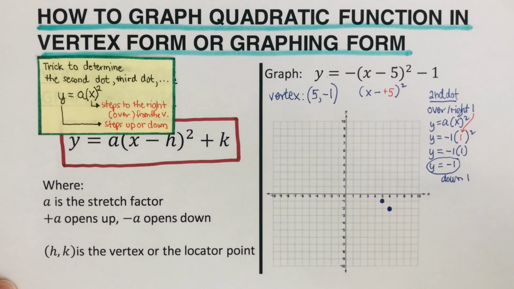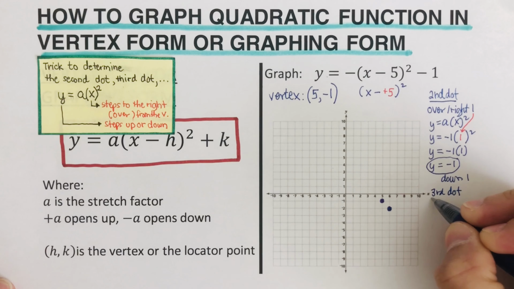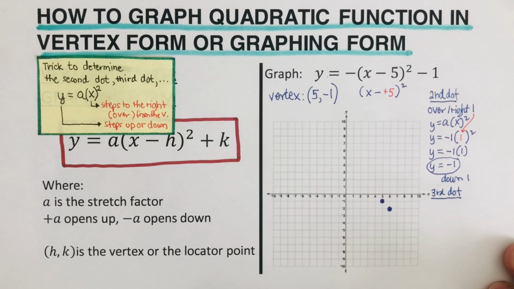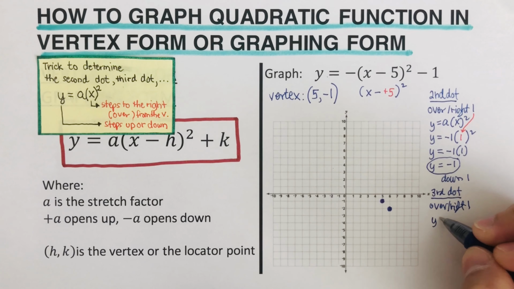To get the third dot, I'm going to show the work here. To get the third dot, we do exactly the same thing, but this time around, we go over, or right, 1. So that would be y equals a x squared.